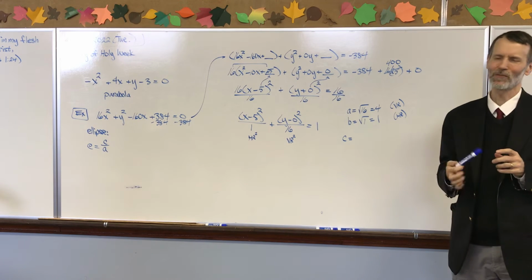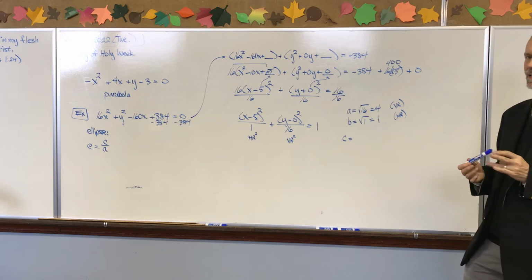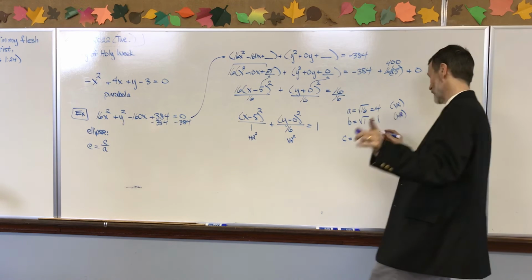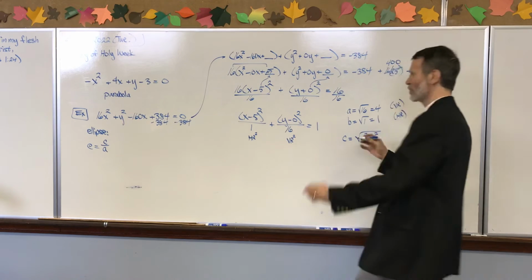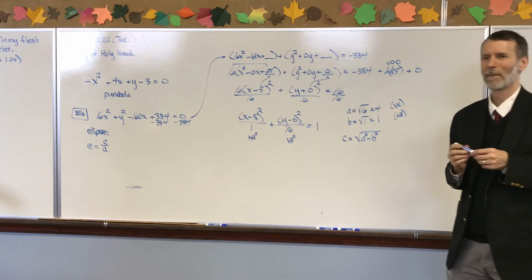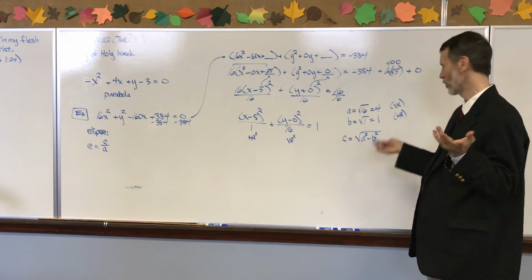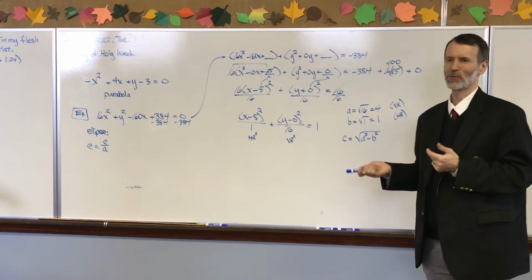In an ellipse, what's the formula for C? Radical A squared minus B squared, correct. How do you know it's minus and not plus? How do you tell? Because one of them is plus, one of them is minus. How do you know which one's which?